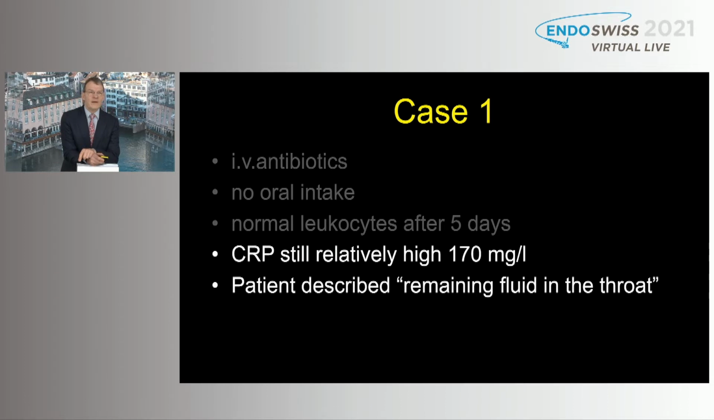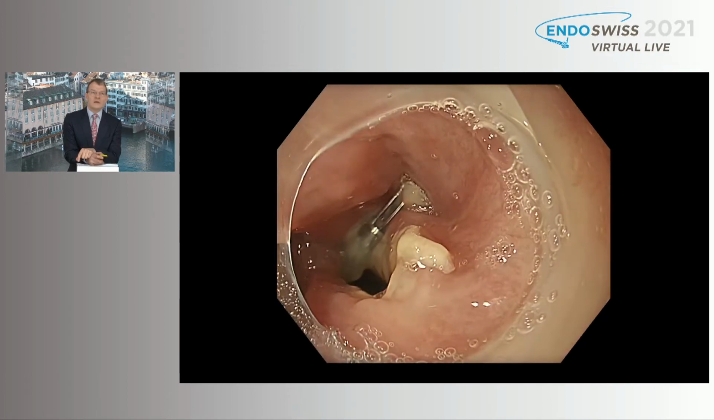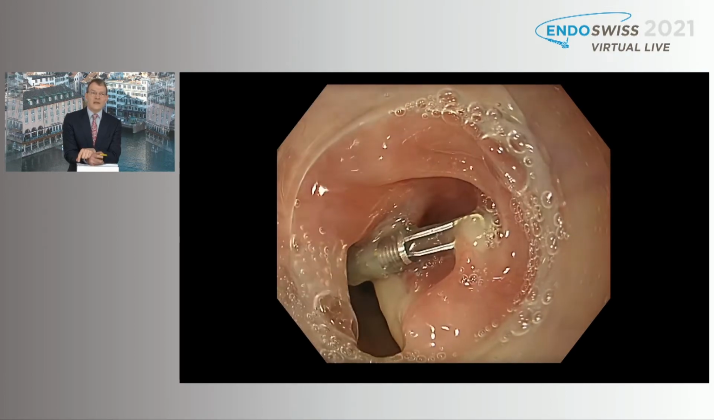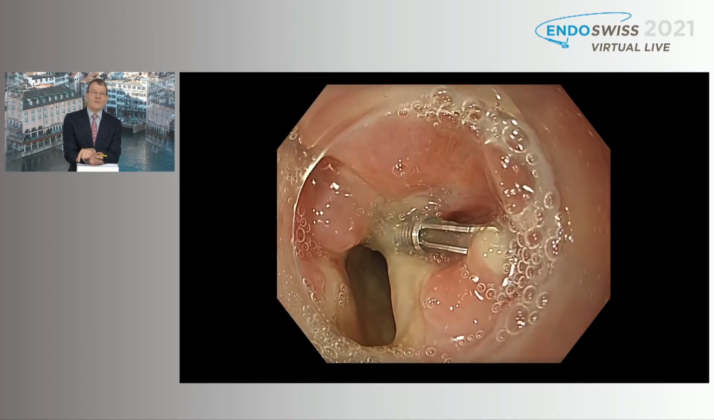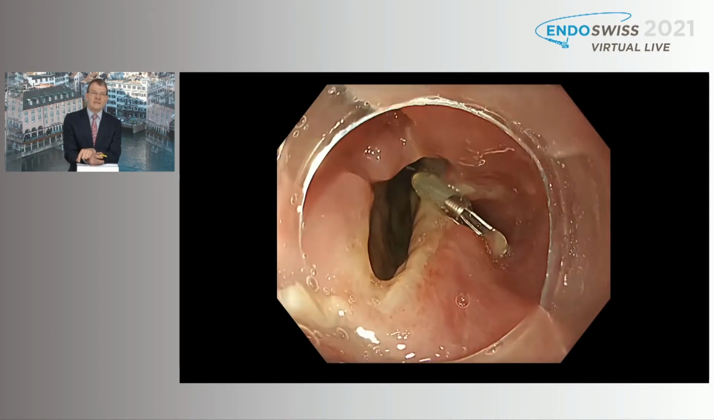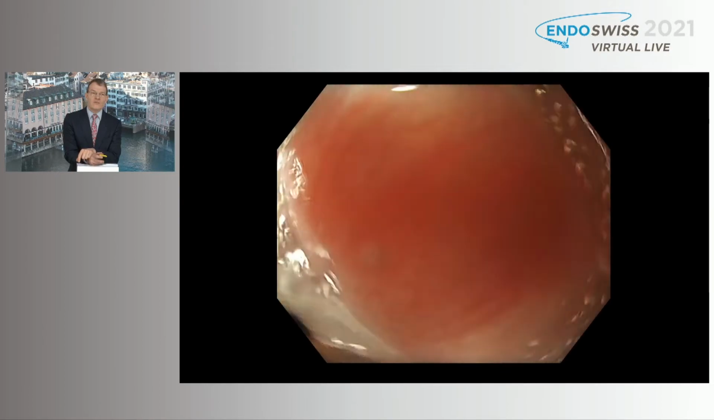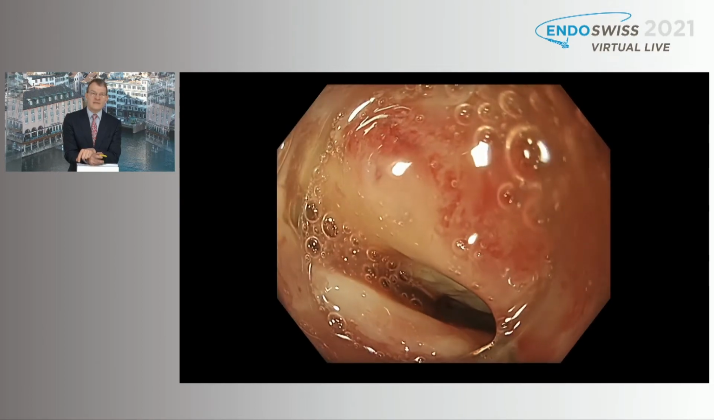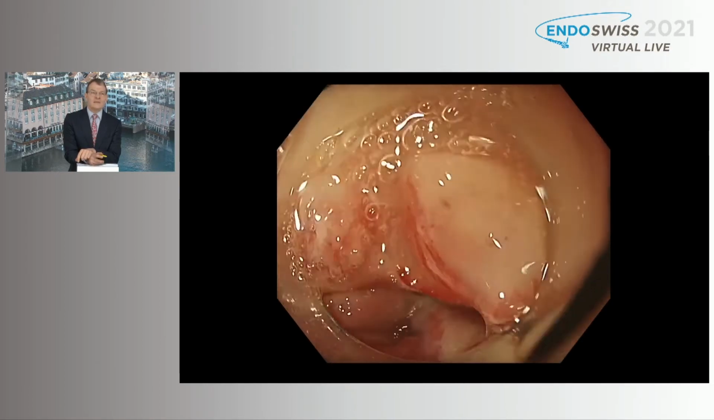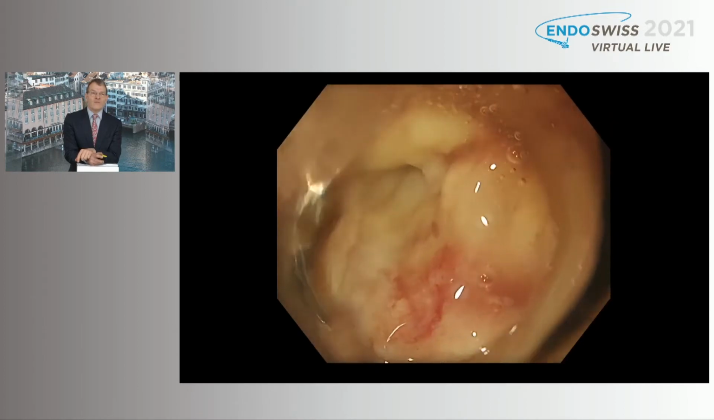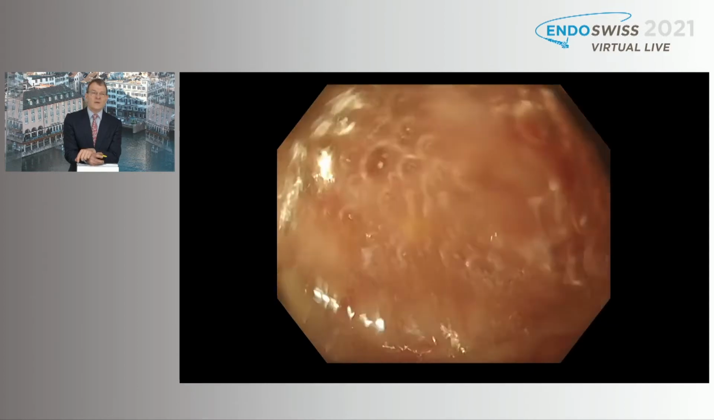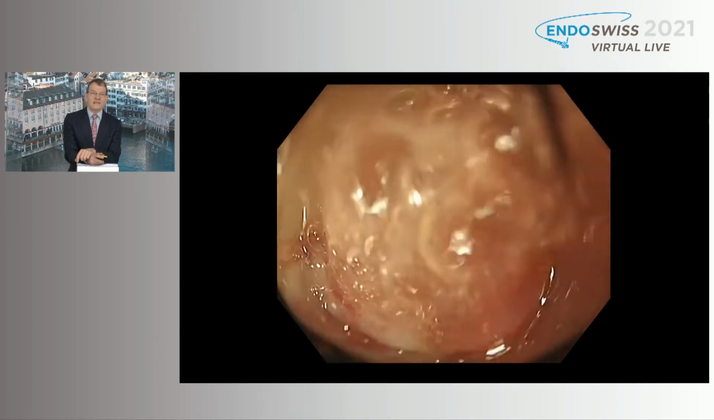And when we asked the patient about his symptoms, he described that he still feels some remaining fluid in the throat. So we were thinking, before an oral intake will start, we should have a look at how is the endoscopic situation. And then we went in with the endoscope, and you will agree with me, we saw a complete disaster. There was no more clip, and in the area of the Zenker septotomy, we entered the mediastinum.